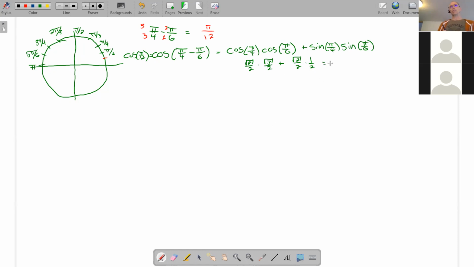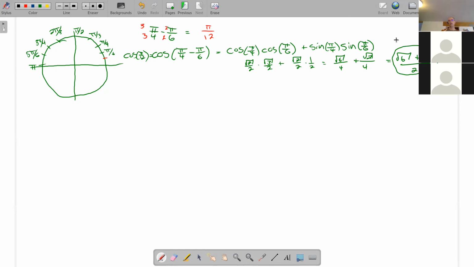I think I'm just going to leave this as a sum. Square root of 2 times square root of 3 is square root of 6, and that's over 4. And then square root of 2 times 1 is just square root of 2, over 4. So that would be one way to state it. Since they're both divided by 4, I could say it's the square root of 6 plus the square root of 2 all over 4. And I think I'm going to say that's my exact answer.